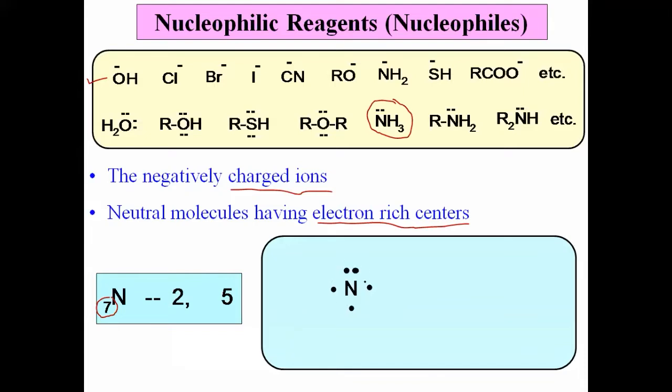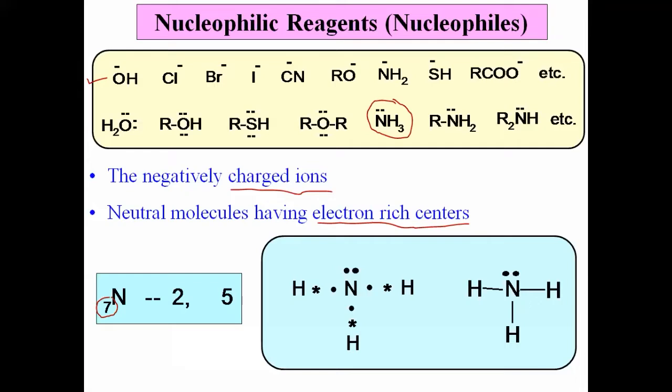Now we know that according to the octet theory, nitrogen shares its electrons with another atom. Now how does it form sharing? One hydrogen atom shares its electron with the nitrogen to form a covalent bond. Similarly, the second hydrogen shares its electron with nitrogen to form a second covalent bond. Similarly, the third hydrogen also shares its electron to form a third covalent bond. Thus there is formation of the ammonia molecule, NH3.